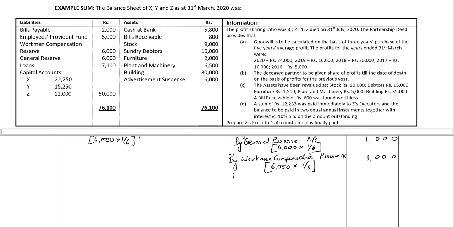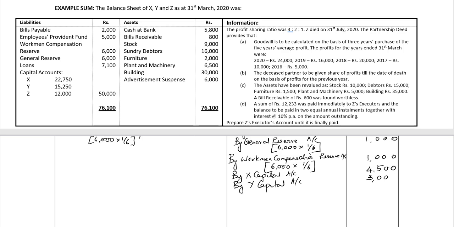So let's enter that by X capital account 4,500, by Y capital account 3,000 rupees.